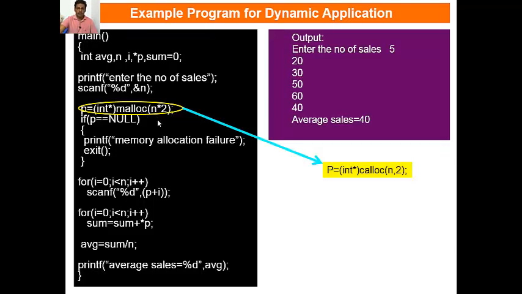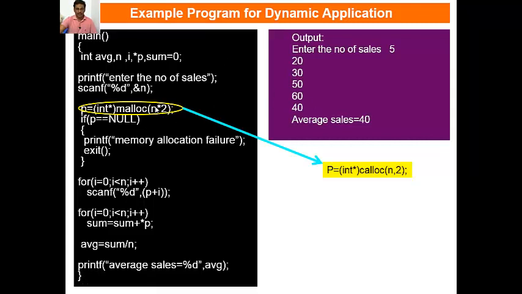So it returns only a generic type of address. Generic address means it is a typeless address. It returns a typeless address because malloc is not only to allocate memory for an integer variable. It's suitable for all data types. So it is designed to return a generic address, that is a typeless address.